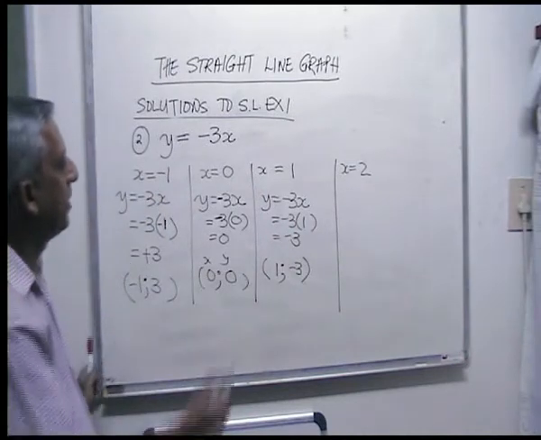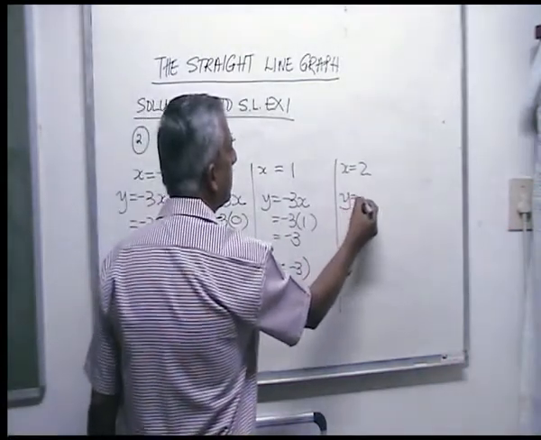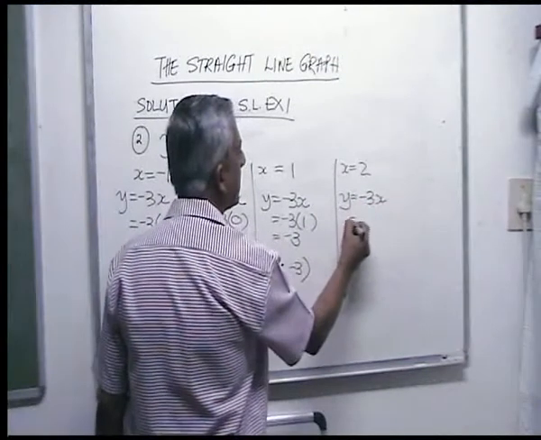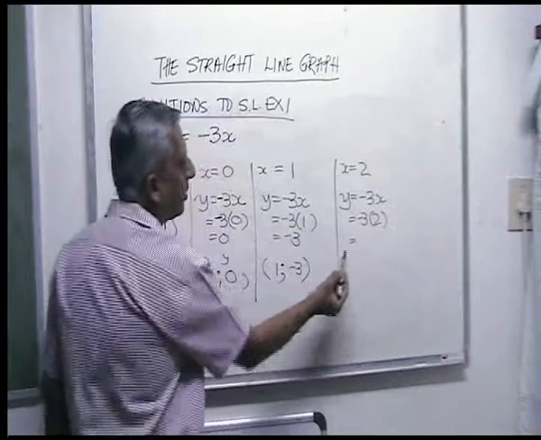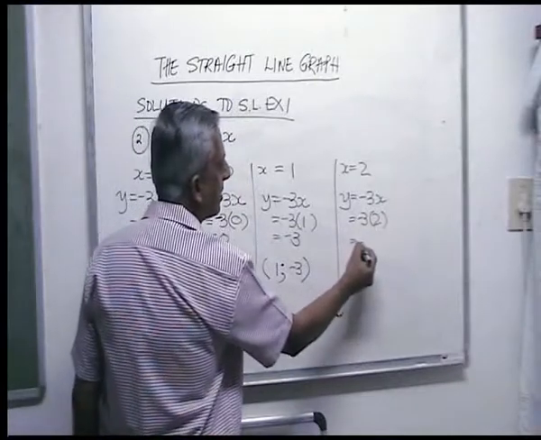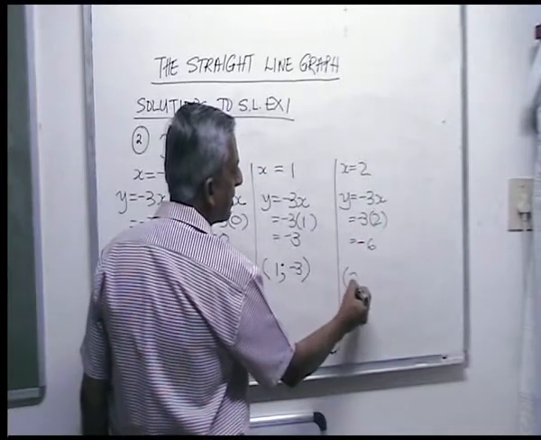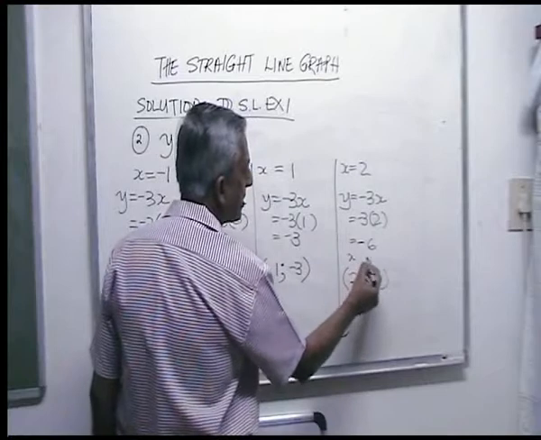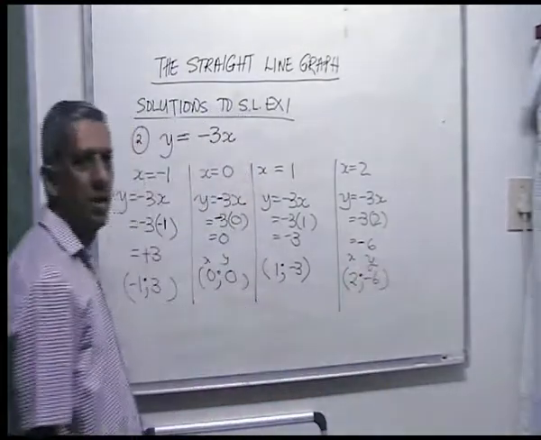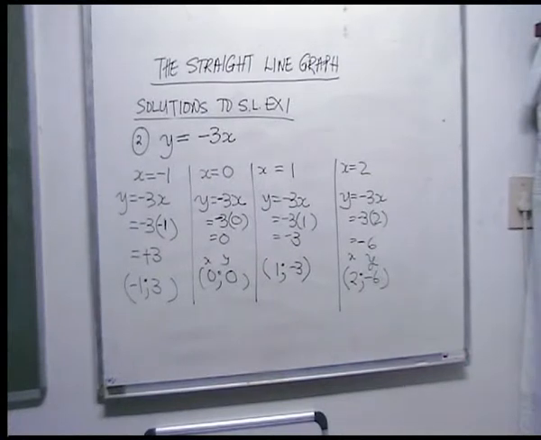And finally, if you had the last one, if you chose 2, y is equal to minus 3x. That's minus 3 times 2. Now, a minus times a plus gives you a minus. 3 times 2 gives you 6. And your final answer is 2, minus 6. There's your x and there's your y. Alright, you should be able to find these ordered pairs. The more examples you do, the stronger you get.